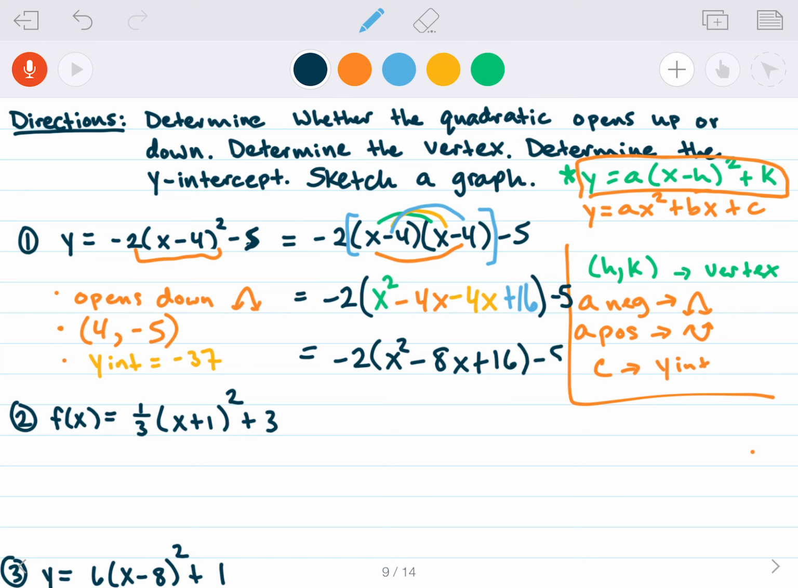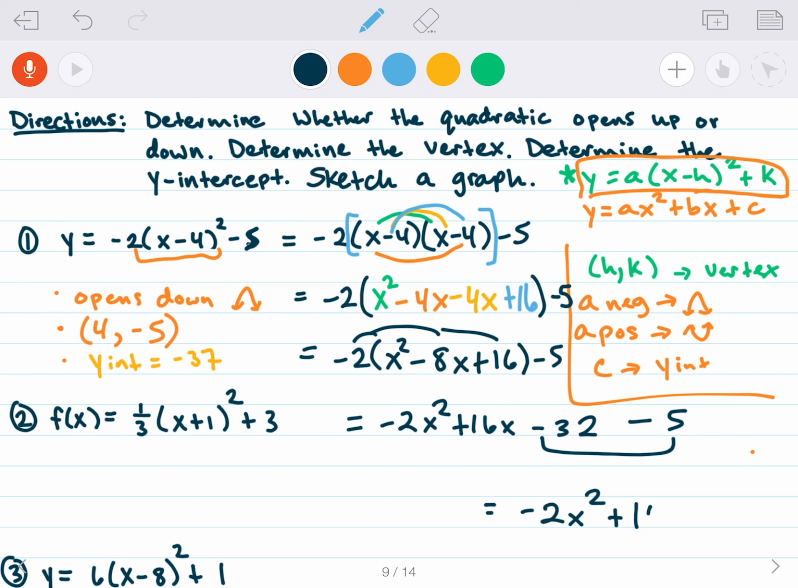And then from here, I can distribute the -2 in there to everybody. Negative 2 times x squared is negative 2x squared. Negative 2 times negative 8x is positive 16x. And negative 2 times positive 16 is negative 32. I still have the minus 5 at the end, so I can combine these to make what I got, which was negative 37. So this guy is officially in standard form with A, negative 2, B, 16, and C, negative 37, which does agree with our previous math.